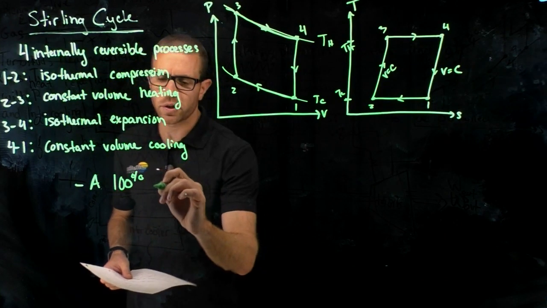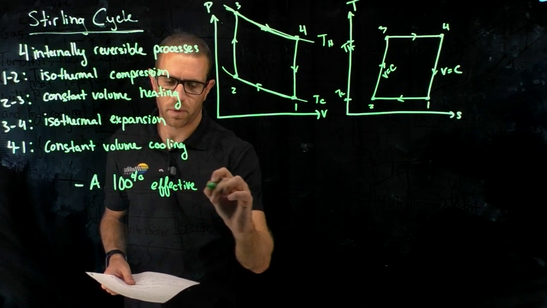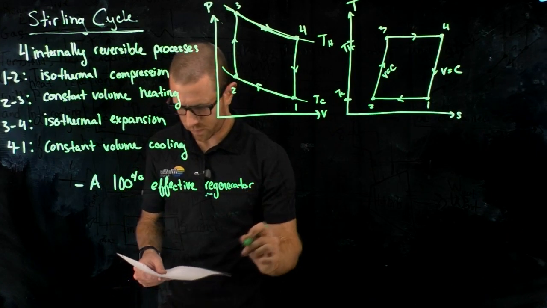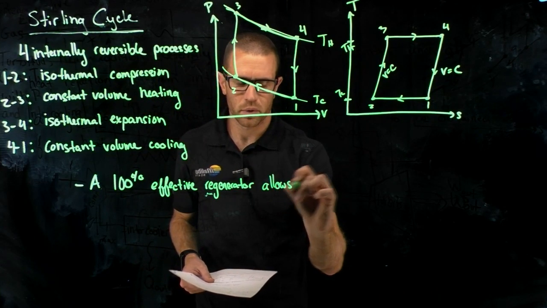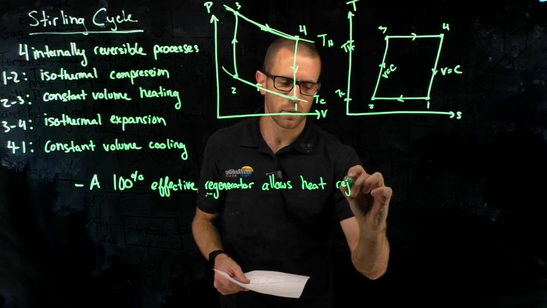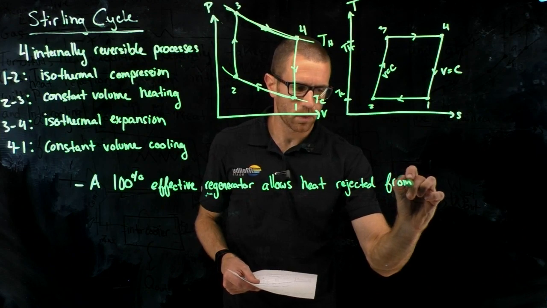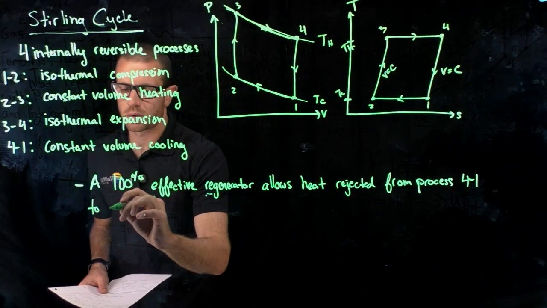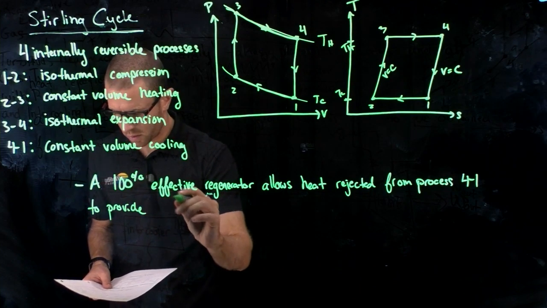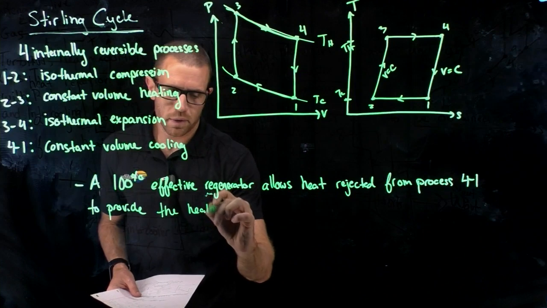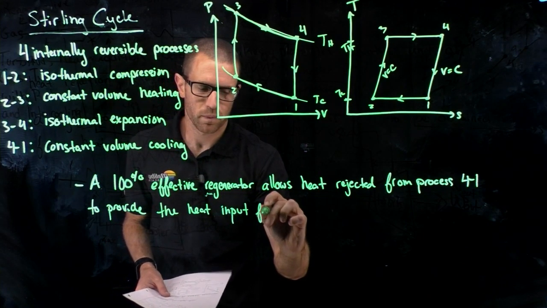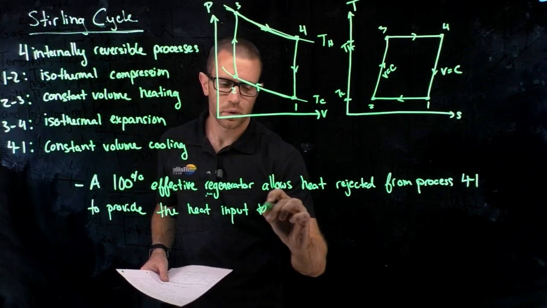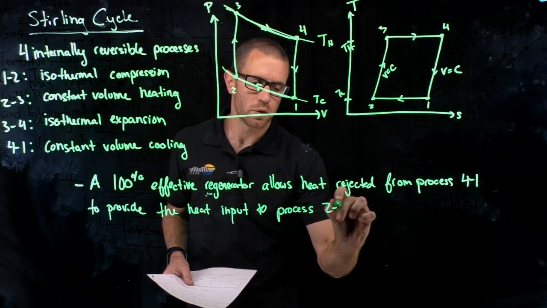A 100% effective regenerator allows heat rejected from process 4 to 1 to provide the heat input to process 2 to 3.